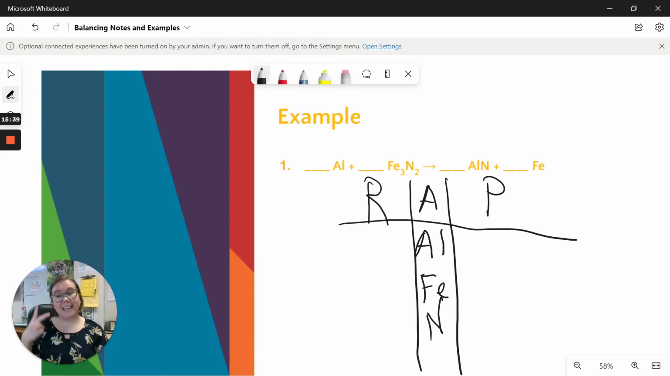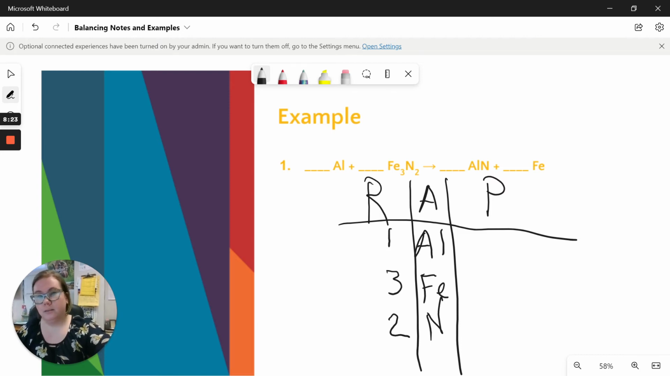And now step 2 is to count the number of atoms of each element on the reactant side. So I see Al, it does not have a big number or a little one, so it's going to just be 1. Fe has a little 3 next to it, so I'm going to have 3 of those. N has a little 2, so I'm going to have 2, and that's my entire reactant side.